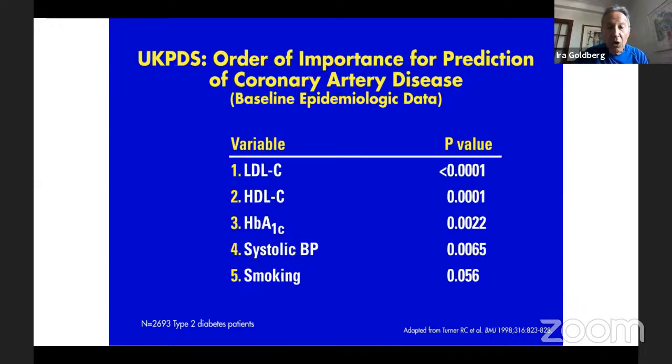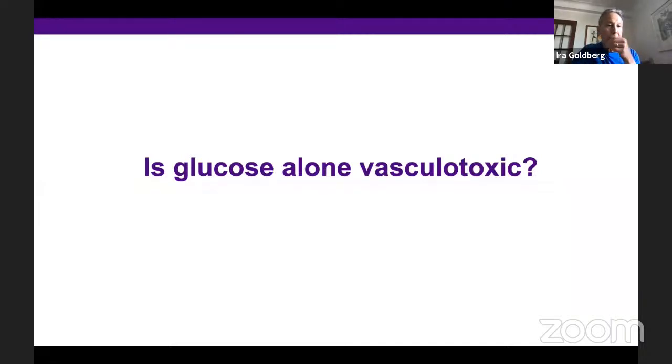UKPDS looked at other risk factors. And in fact, hemoglobin A1C and its relationship to cardiovascular disease came out third on the list. Far above those were the relationships of LDL cholesterol and HDL cholesterol. So the way to affect cardiovascular disease, as we've learned from clinical trials, is better to affect lipids than it is to affect glucose control. However, in type 1 diabetes, that's probably not totally true.